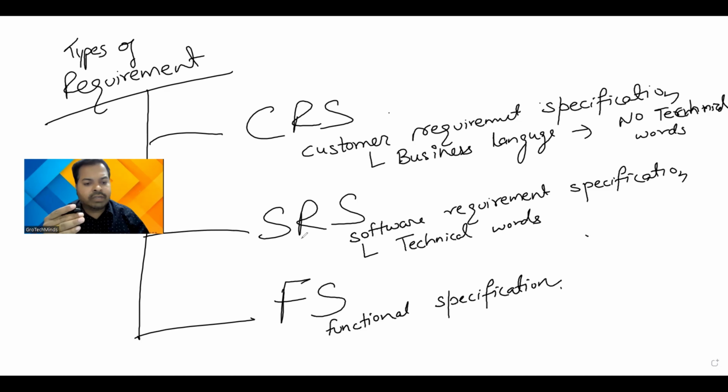I told you in the waterfall model that once the requirement is given by my customer, my product manager or business analyst will try to collect the requirement and will not directly explain it to my development team or technical team. My product manager or business analyst will try to convert it into a software language, a technical language. That technical language is called software requirement specification.